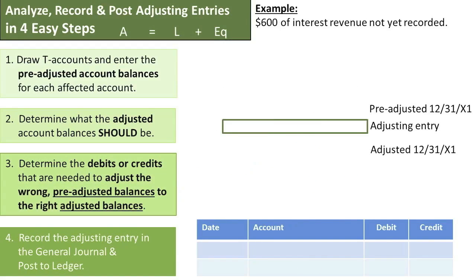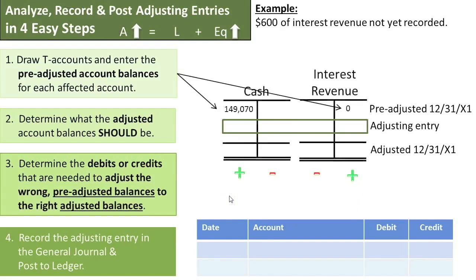$600 of interest revenue not yet recorded. That would increase our cash assets and increase our owner's equity in those assets. The accounts affected are cash and interest revenue. The opening balance in cash is a debit of $149,070, which is the balance after making the adjustment related to the bank fees. Interest revenue has a zero balance at this stage. After recording interest revenue, we should have $600 as a credit, and our cash should have gone up $600.